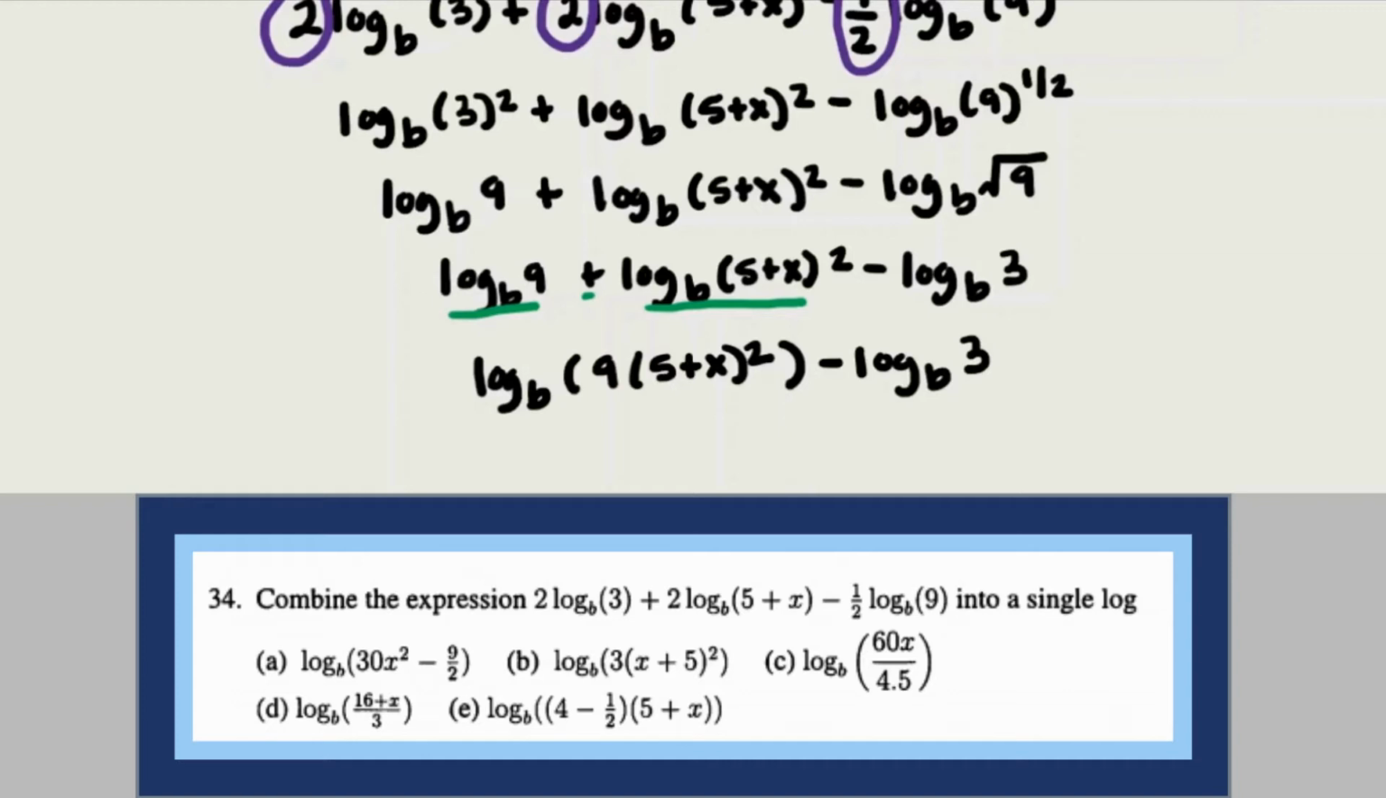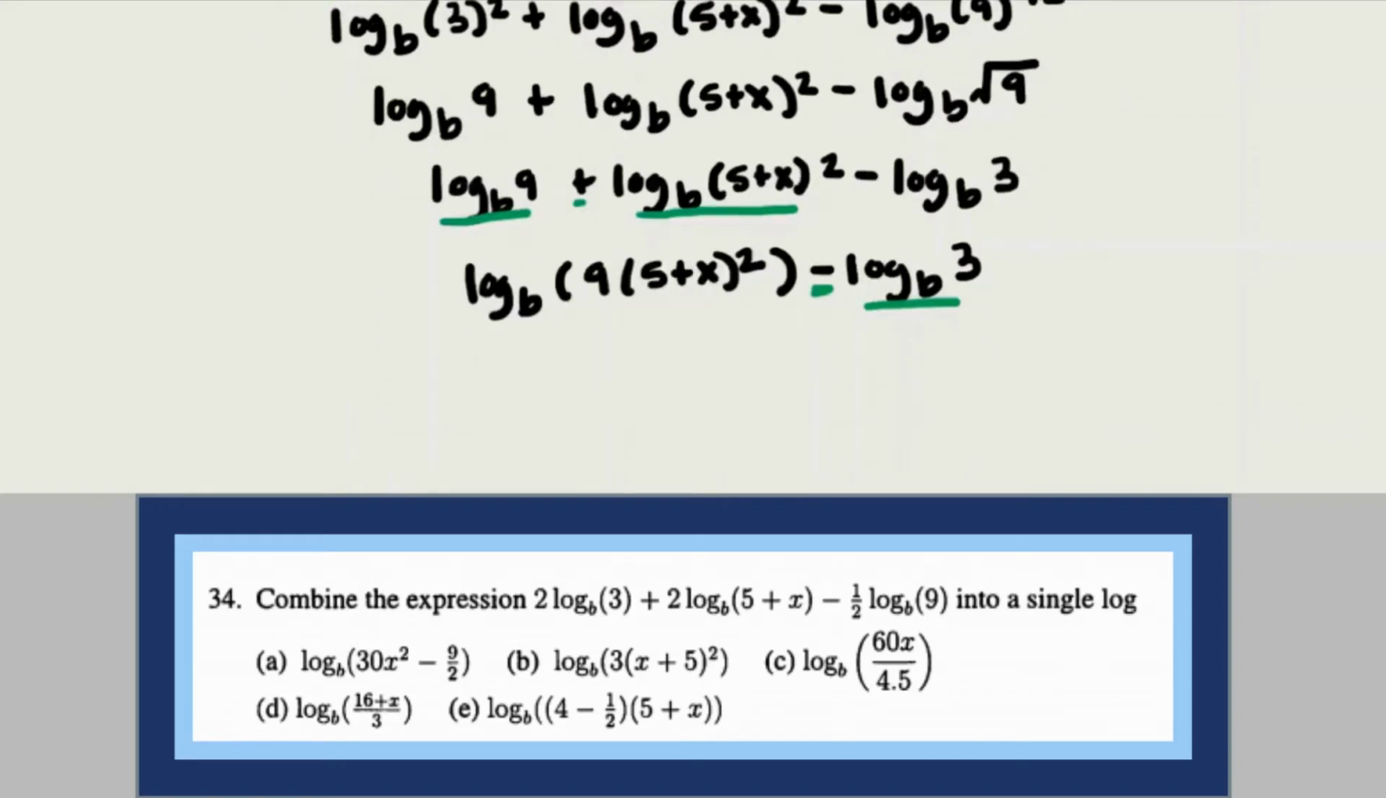The next thing we're going to do is, as you see, we have log base b of 9 times 5 plus x squared. Then we have minus log base b of 3. Since we're subtracting log base b of 3, that's really the same thing as dividing. Now we can rewrite that as log base b of 9 times 5 plus x squared, divided by 3.